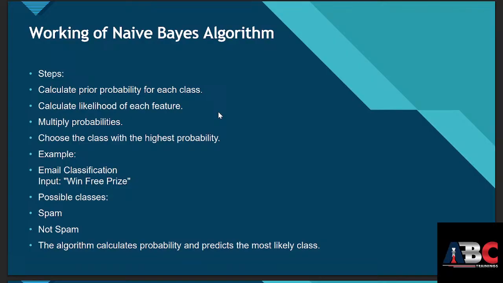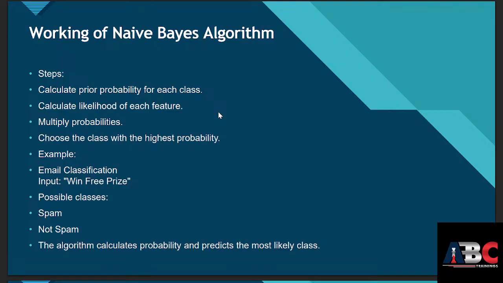The prior probability represents how often each class occurs in the dataset before considering the input features. For example, in an email dataset, 40% of the emails are spam and 60% are not spam. So the prior probabilities are P(spam) = 0.4 and P(not spam) = 0.6. These probabilities give the algorithm an initial belief about each class.